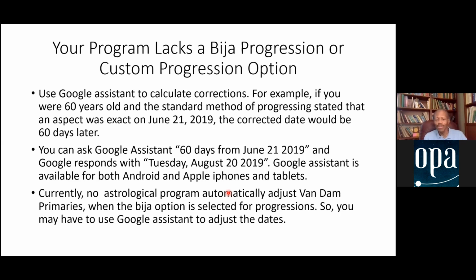Currently, no astrological program automatically adjusts Vertex primaries when the Bija option is selected for progressions. So you may have to use Google Assistant to adjust those dates.